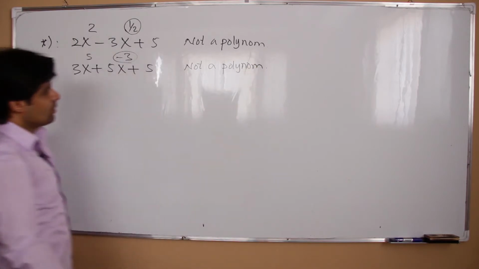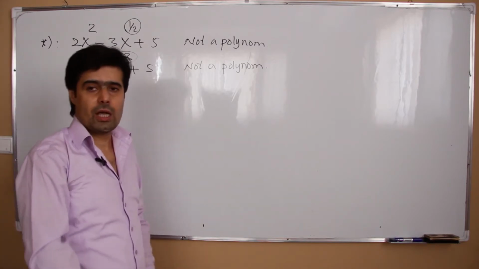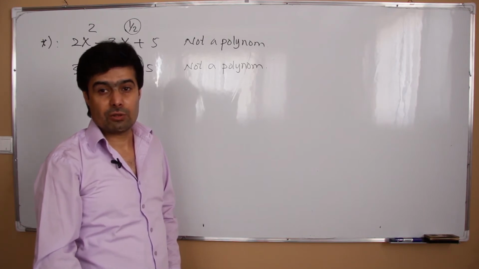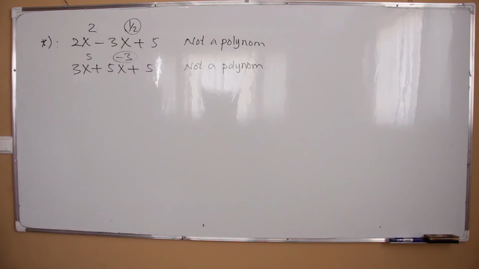Now I think you have got that a polynomial is a special type, a special case of a function whose degree includes natural numbers. Am I right or not? Yes. Now one thing more: what is a constant polynomial?